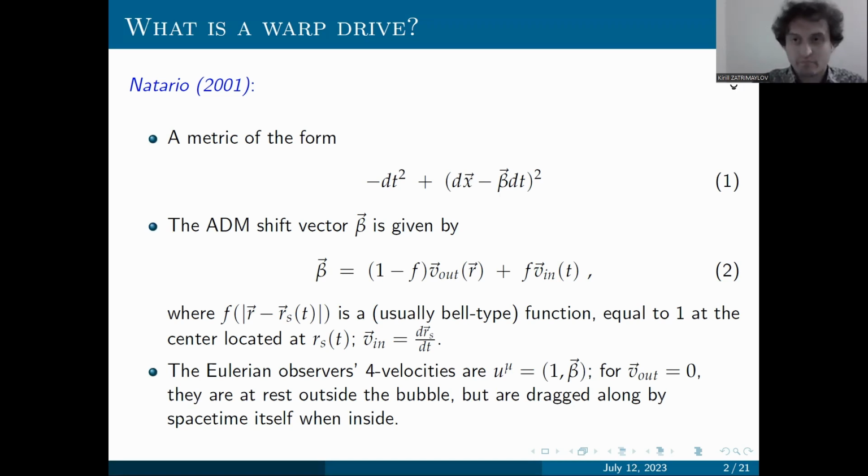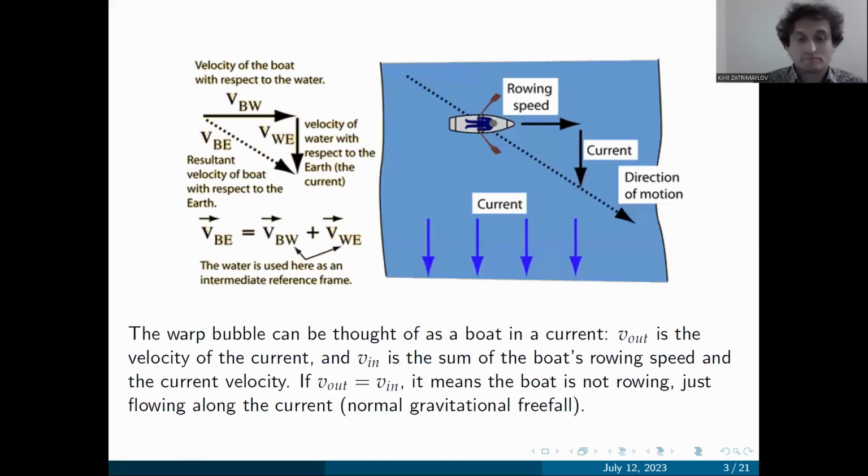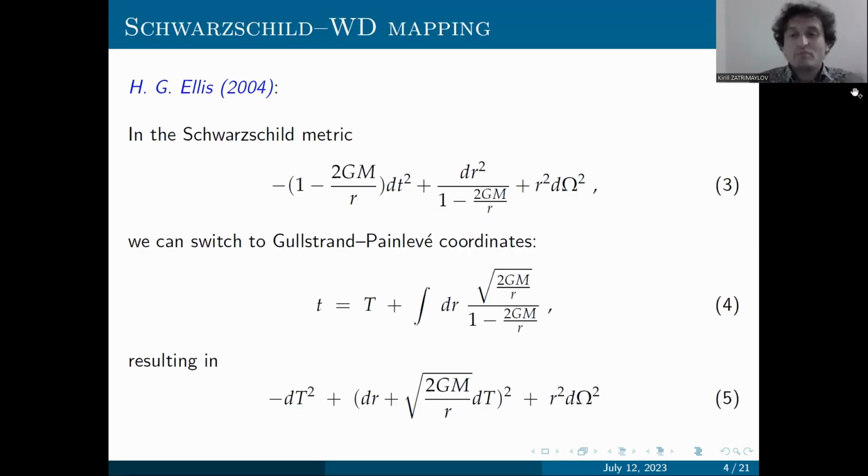Now, the warp drive can be compared to a raft moving on a river against a current, so the total velocity of the raft depends on its own velocity and the velocity of the current, the river. Now, one very well-known result from general relativity.